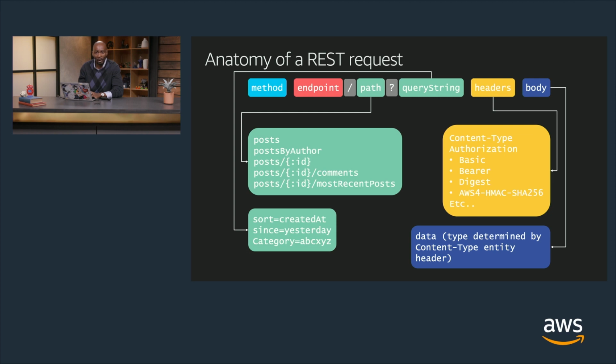And then you have the headers. The headers indicate things like the content type. So is this a JSON request? Am I providing XML? Headers can also provide other information, for example authorization information. So you can provide a bearer token, basic tokens, digest, or even SigV4 information that tells the server how to handle the request. And then in the body, you can provide the data that you want to exchange with the server. The type of the data is essentially determined by the Content-Type entity header.